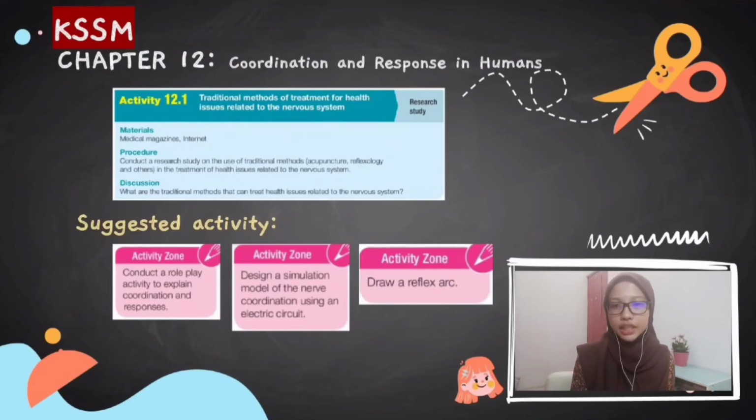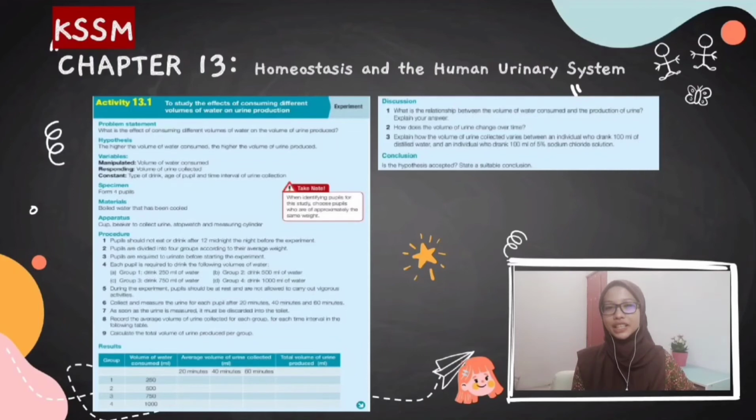Another suggested activity in activity zone suggests the student to do role play simulation and also drawing, as you can see in this slide. Moving on to chapter 13, activity 13.1 is the last compulsory experiment that the student need to conduct as mentioned in the SKP. This experiment aims to study the effect of consuming different volume of water on urine production. This experiment requires more time to complete. However, this is a very interesting experiment as it relates with our daily life. Students will be able to understand the relationship between volume of water they consume and the urine production.